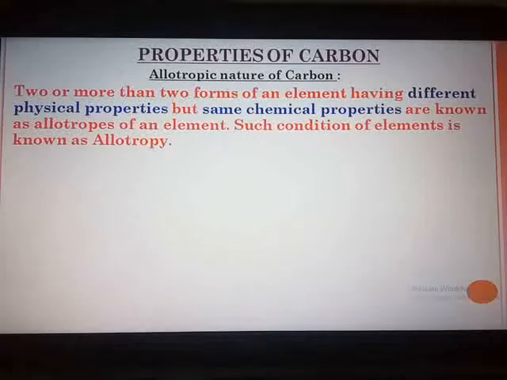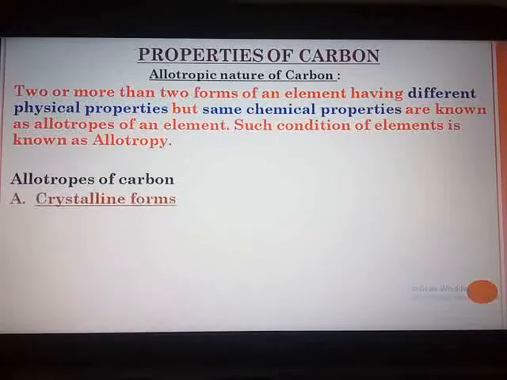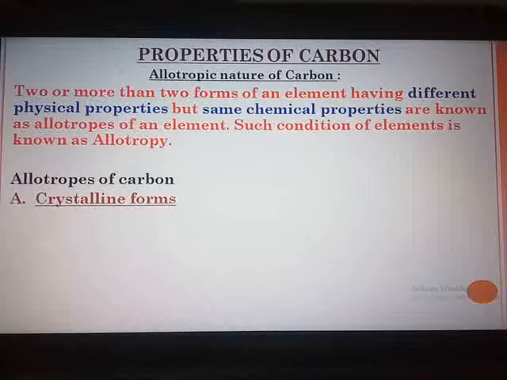Now carbon also exhibits this property. The various allotropes of carbon are the crystalline forms and the non-crystalline or the amorphous forms. Now one by one we are going to study the properties of crystalline forms. Crystal, this word itself tells you that there is some definite arrangement of atoms, and there is an arrangement which is made in such a way that a proper crystal is formed.